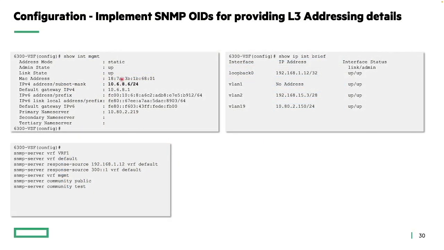So this is just to show what I am using in my configuration. I have used the management IP 10.6.8.6, as you see, and these are the IP interfaces which I have available on the switch. This will be useful for our upcoming slides as well, right?